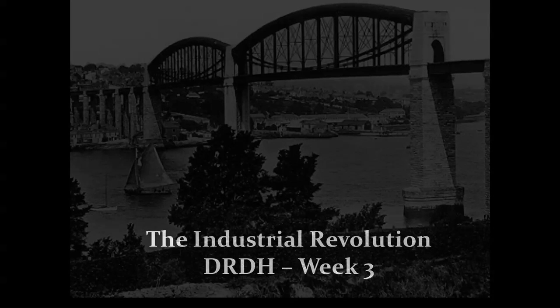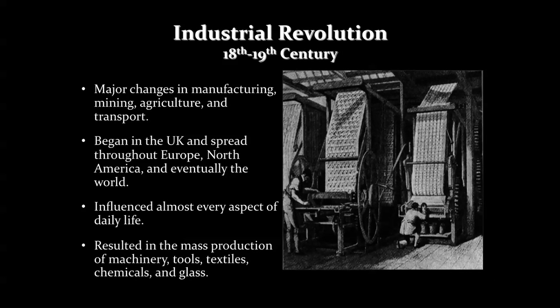The Industrial Revolution was a revolution in the sense that it caused changes in just about every aspect of life. We talked last week about it beginning in the 1700s. Unlike most modern revolutions, it happened over the course of about 200 years. But we call it a revolution because it basically caused major changes in manufacturing, mining, agriculture, transport, but also in the whole economic system, economic policies, and social structures.